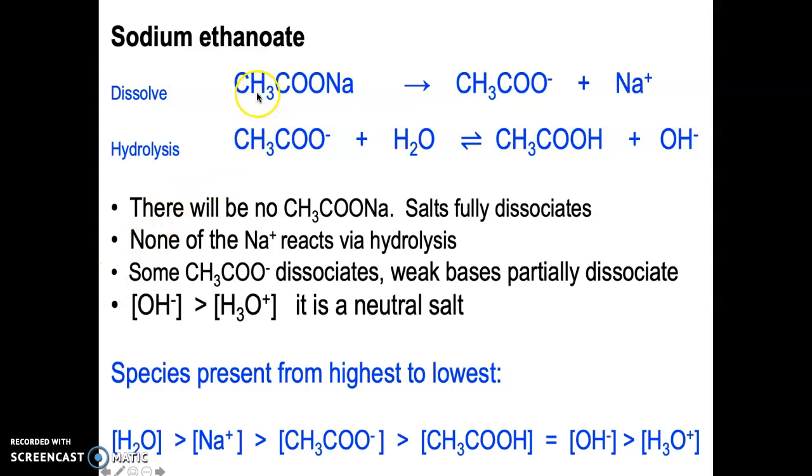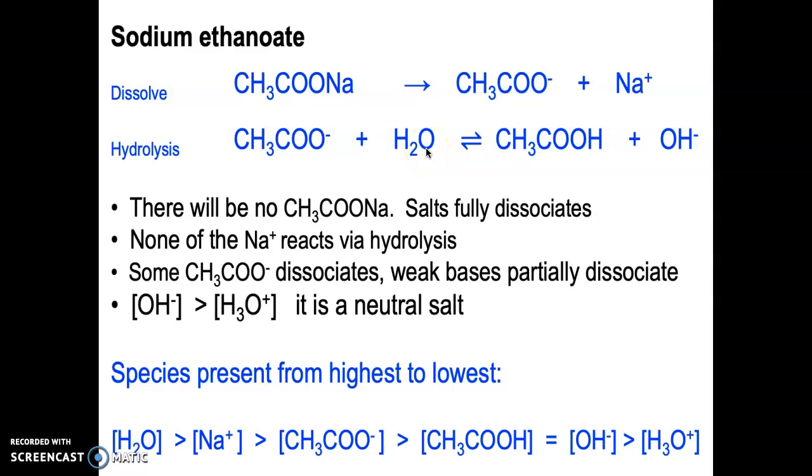So once your salt has dissolved and you have produced the two ions, it is the ethanoate that further reacts with water. We call this reaction with water hydrolysis. It will produce ethanoic acid and hydroxide ions as the proton comes off water and produces the ethanoic acid, and that's where the hydroxides come from.